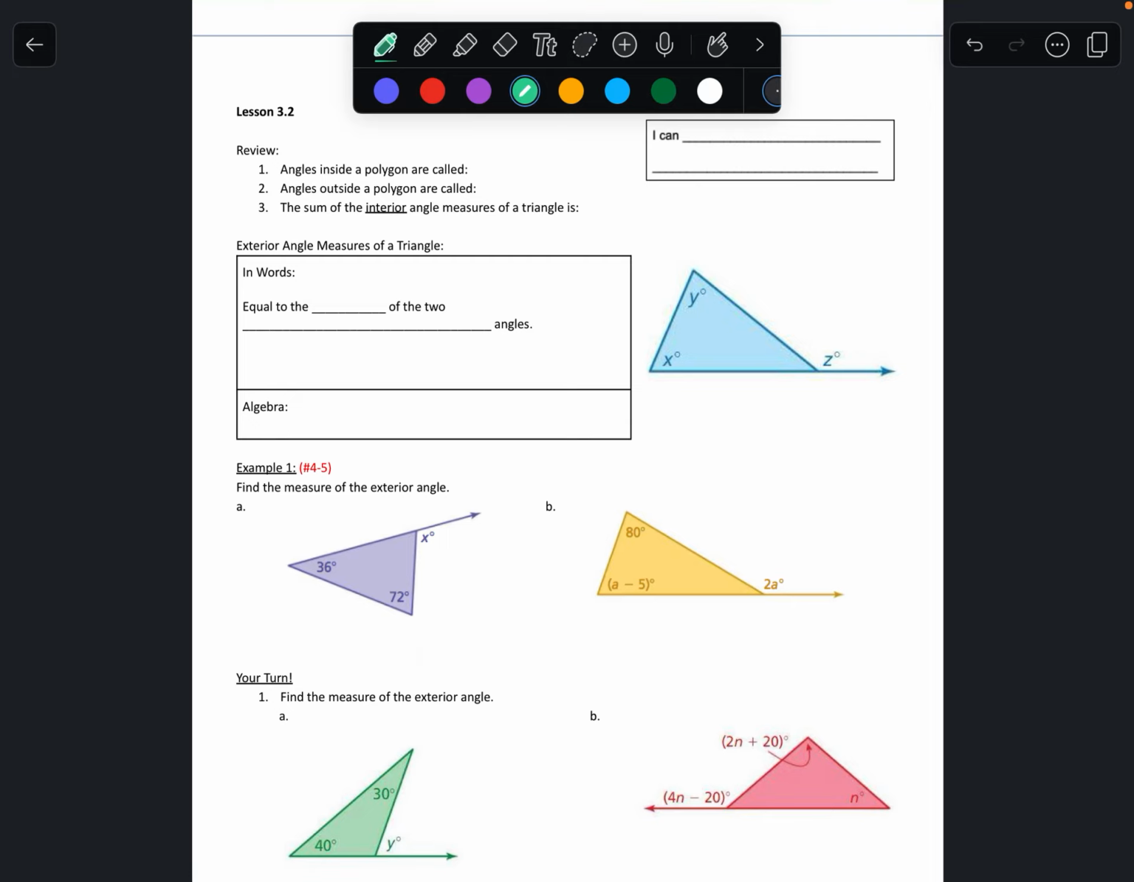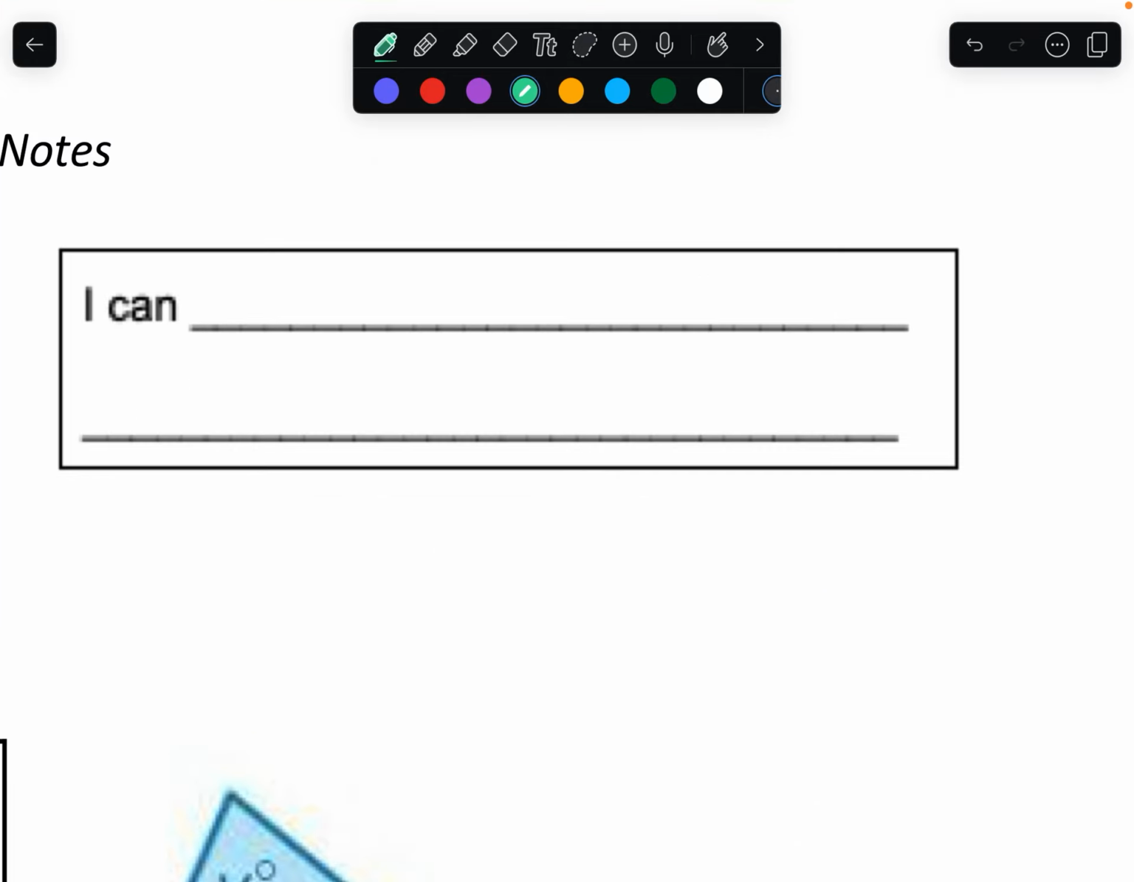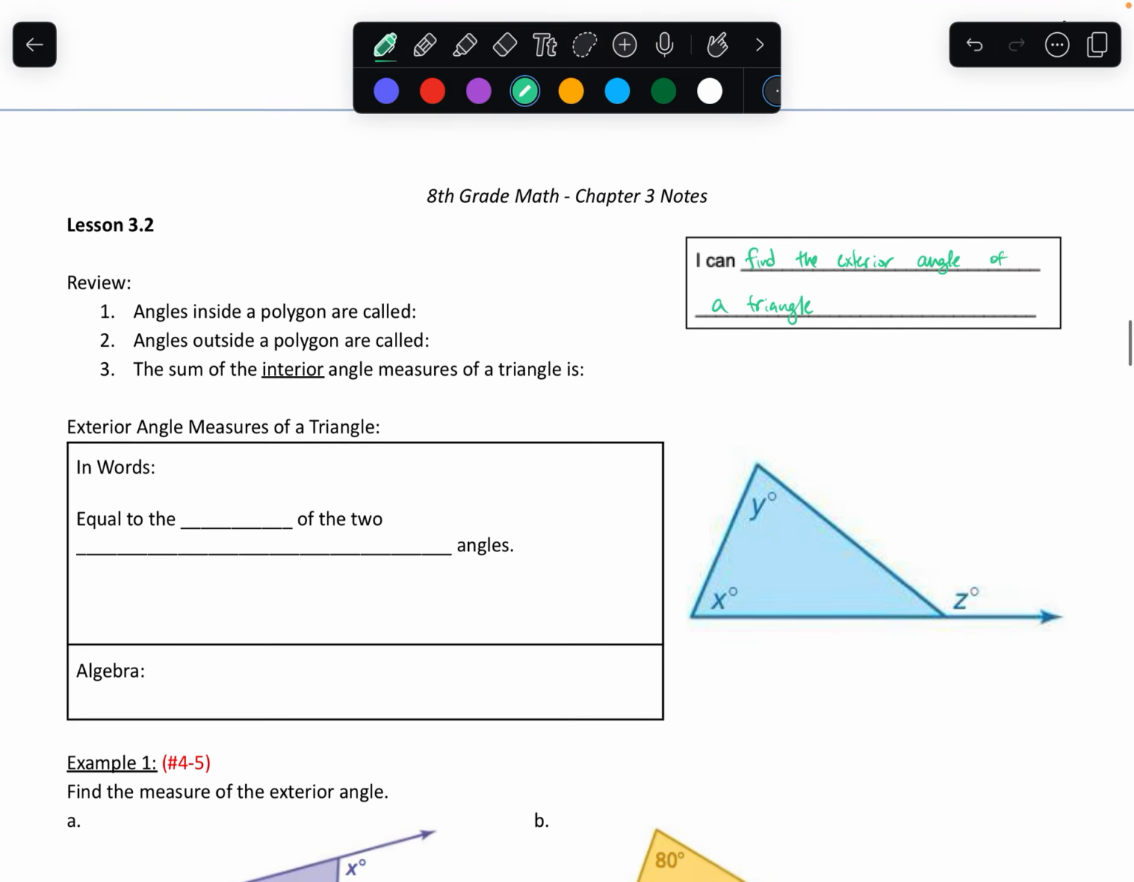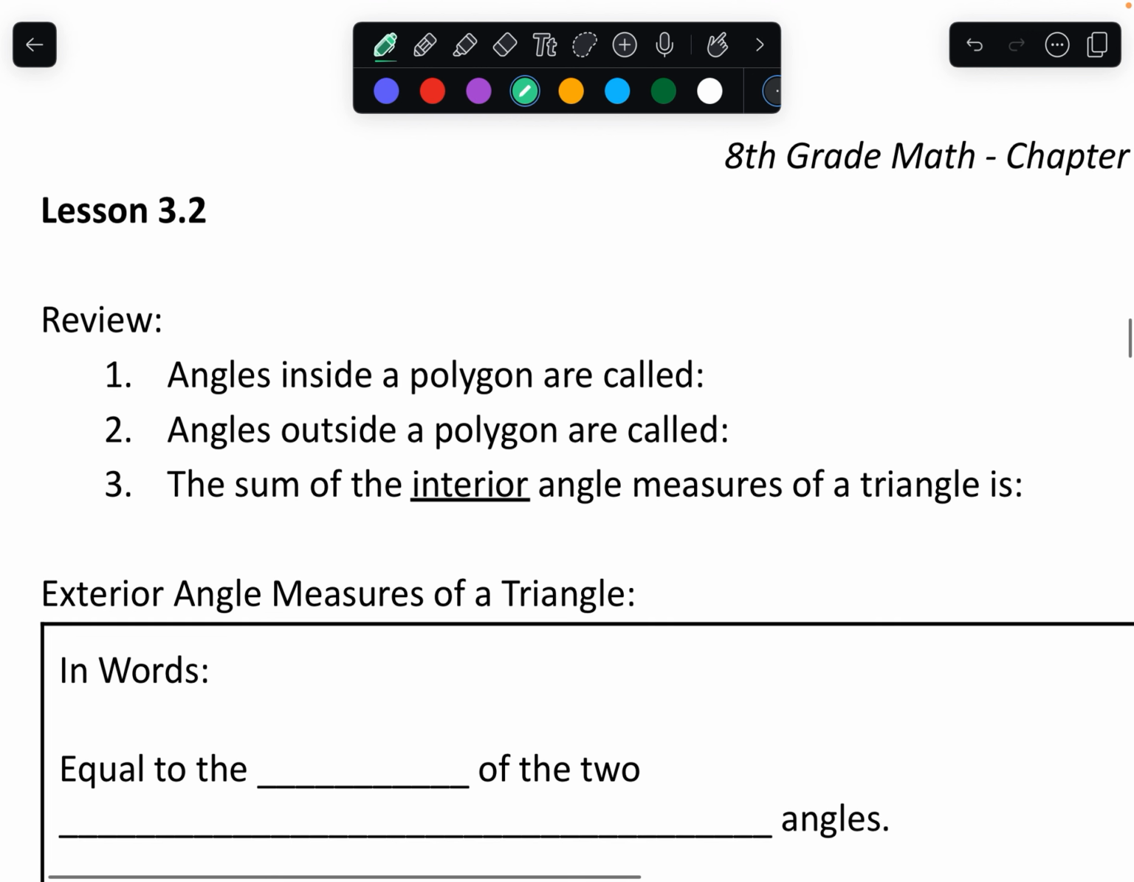Measure of a triangle. So for example, here's my triangle right here. I'm trying to find the exterior angle, and which variable would that be? Variable z. So how would I find that out? In words, it's equal to the sum of the two non-adjacent. Non-adjacent means not touching or not next to angles.